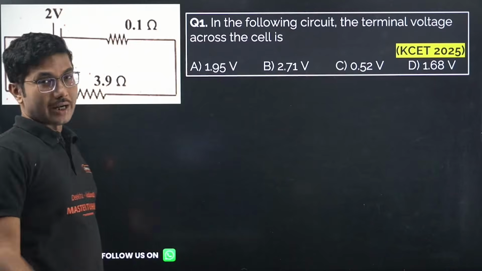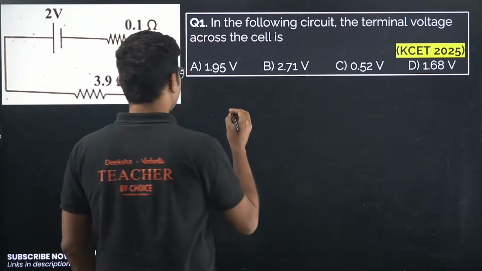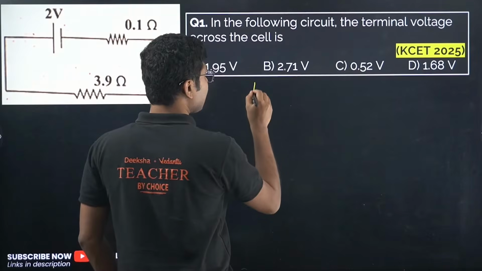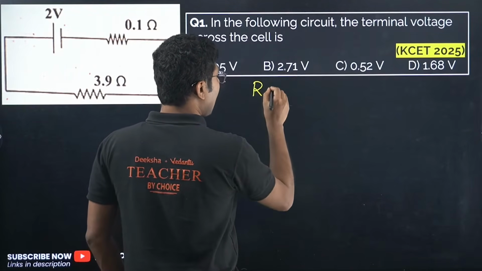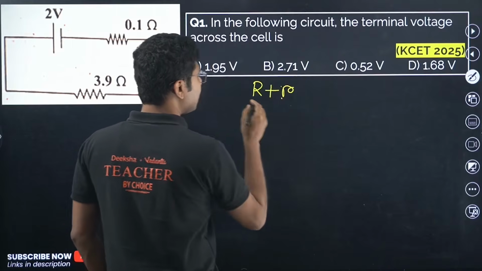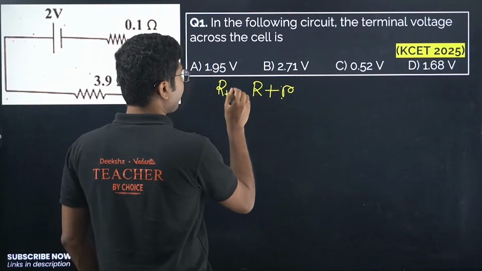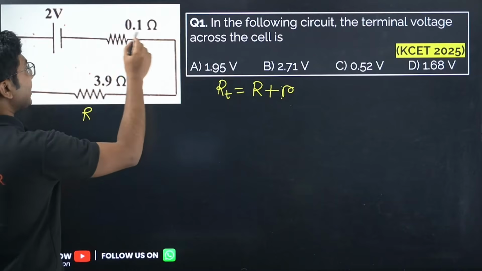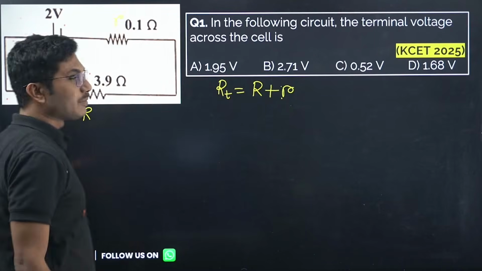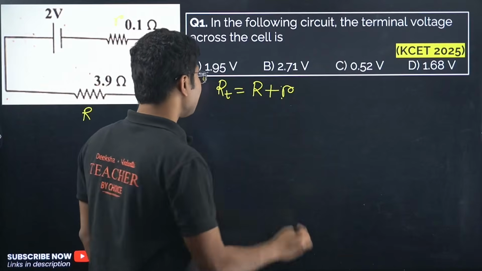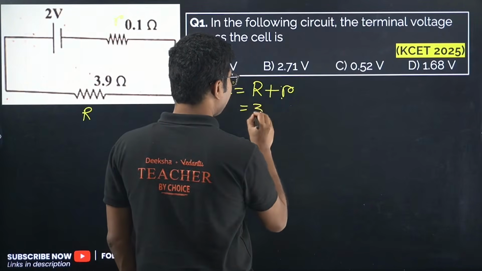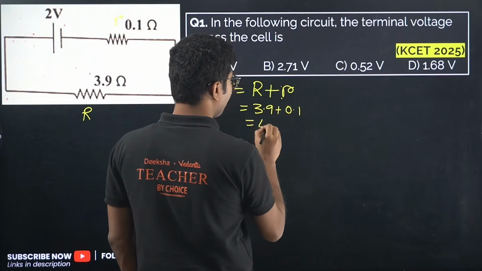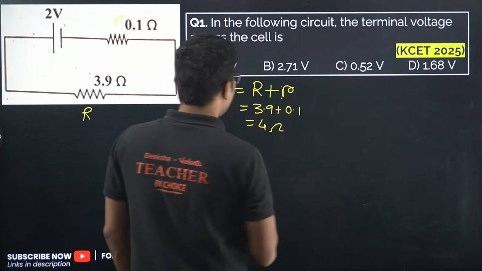So how to do that? First of all, you have to calculate the total resistance of the circuit. Total resistance of the circuit, RT, is given by obviously R plus small r. R is this external resistance and this one is small r. So if you add them, you will get the total resistance. Let's add them, very simple. 3.9 plus 0.1, that is 4 ohm. So 4 ohm is the total resistance.